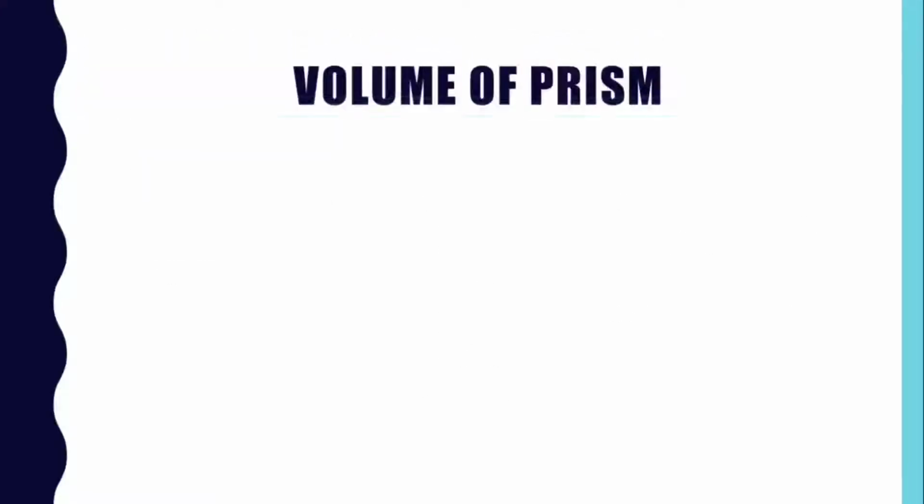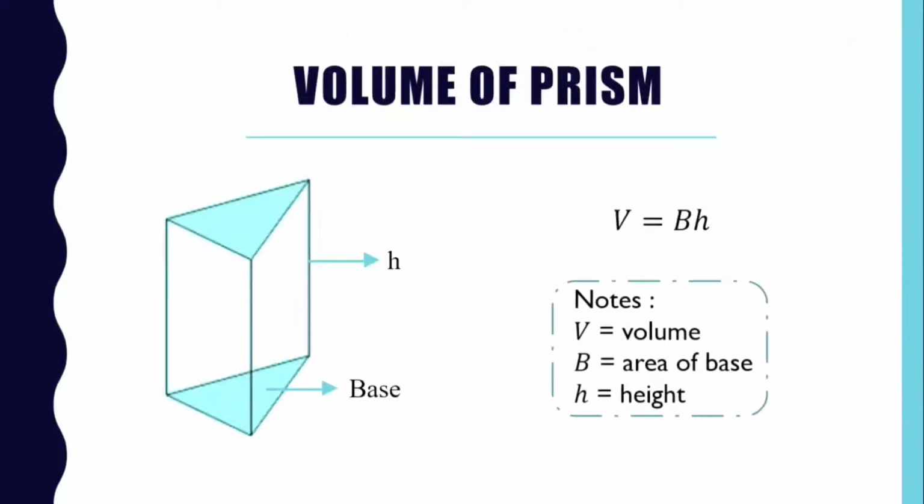Volume of a prism: we get V equals B times H, with V the volume, B the area of the base, and H the height.